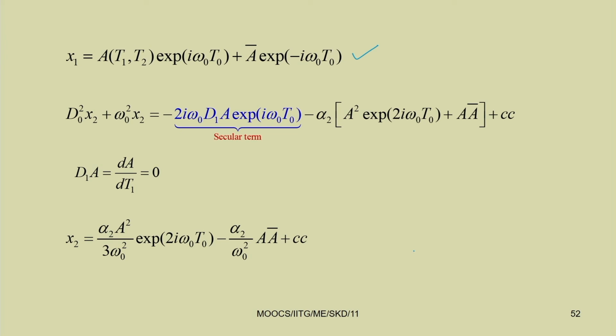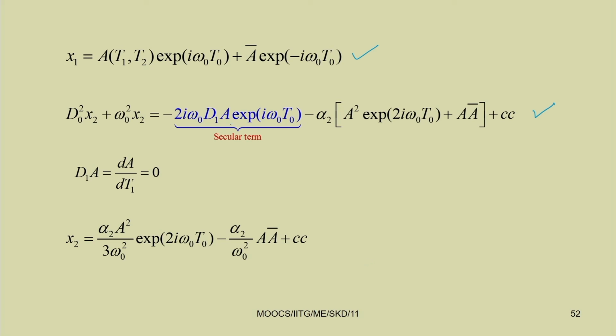Now, substituting this x1 into the second equation, d0 square x2 plus omega 0 square x2, we get this term, and if you look carefully, we have a term that is minus 2 I omega 0 d1 A e to the power I omega 0 t0. Since this term contains e to the power I omega 0 t0, its particular integral can be found by substituting.